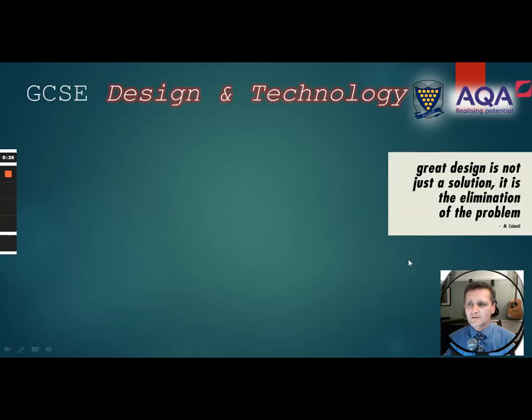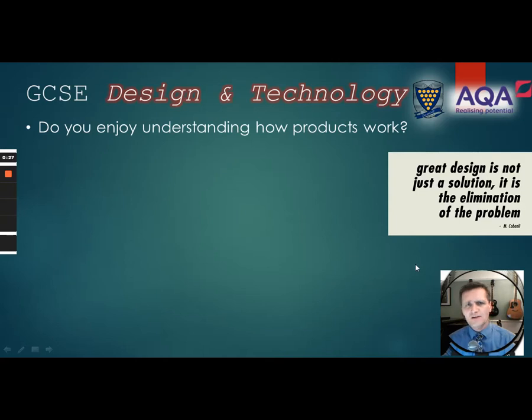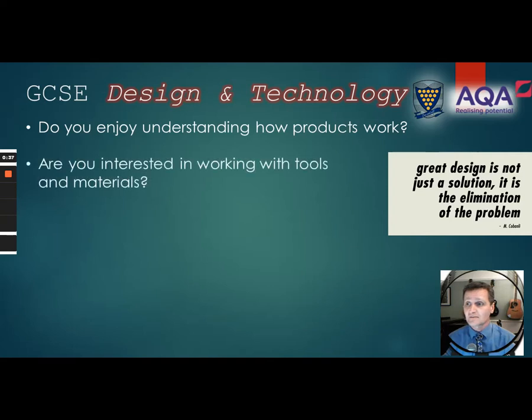So first of all then, let's have a think about why a student in Year 9 might be thinking about choosing DT GCSE. Well, if like me, you get very intrigued about how products work, that can be a good starting point. It might be that you're interested in working with tools and materials. Lots of our students are very practical and thrive on that kind of environment, and DT can encompass some of those skills along the way.